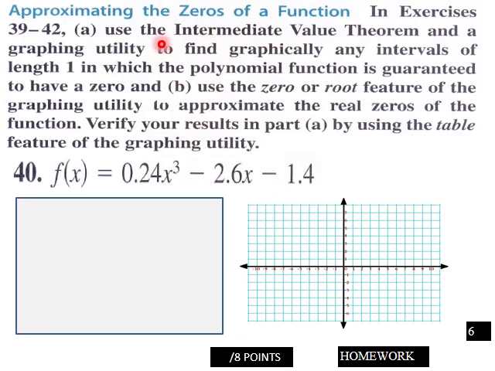Page 6, intermediate value theorem and a graphing calculator. Find graphically intervals of length 1 in which the polynomial function is guaranteed to have a 0. And then use the zero root feature of your graphing calculator to approximate the real zeros of the function. Verify your results in part A by using table feature of your graphing calculator. 8 points here for this.